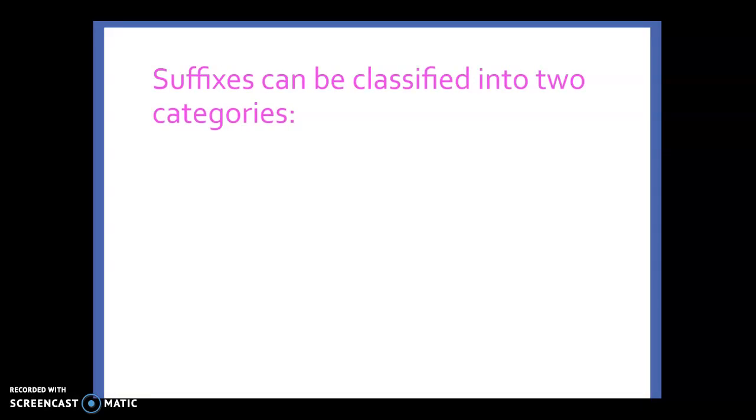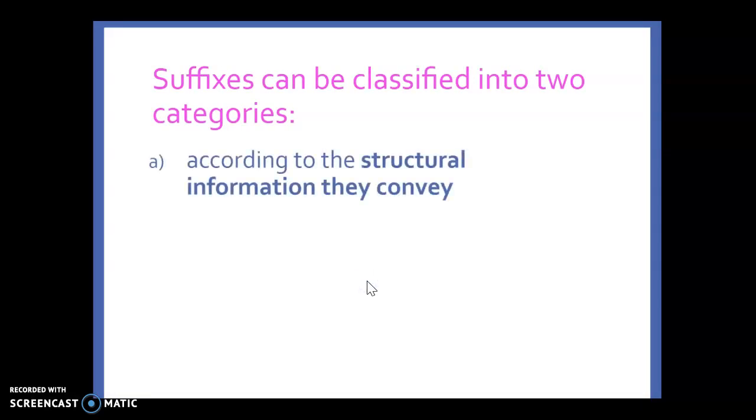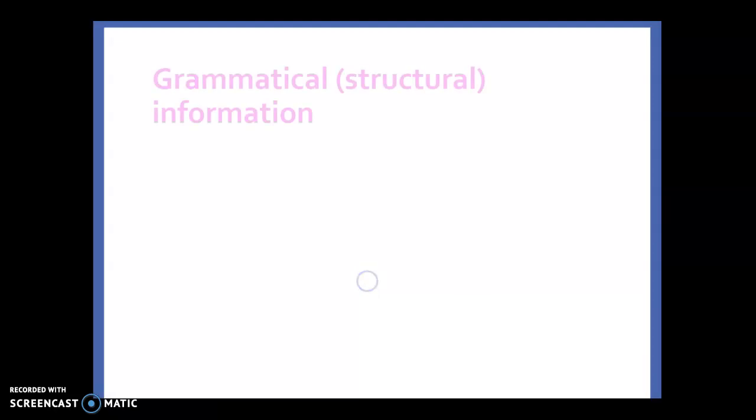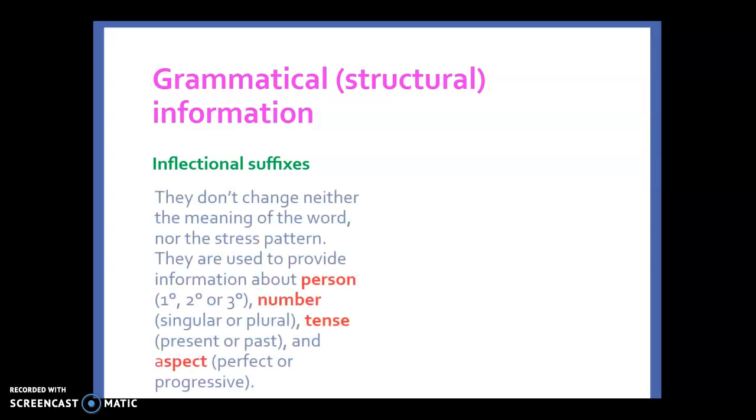Suffixes can be classified into two categories: according to the structural information they convey, and according to the effect on the stress pattern of the stem. So, meaning on the one hand, and stress pattern on the other hand. Let's analyze the grammatical or structural information they convey. We have inflectional suffixes. Inflectional suffixes do not change the grammatical category of the word or the meaning of the word, but they provide extra information as regards the root or the stem.